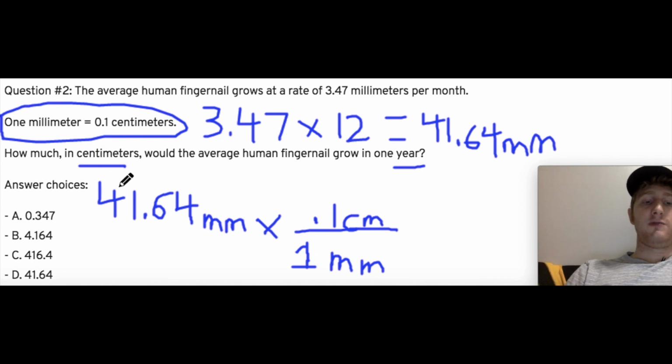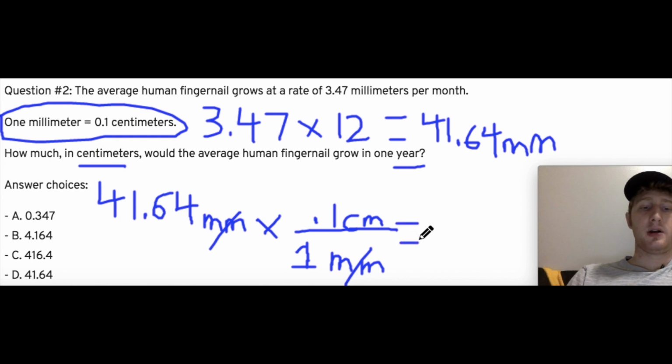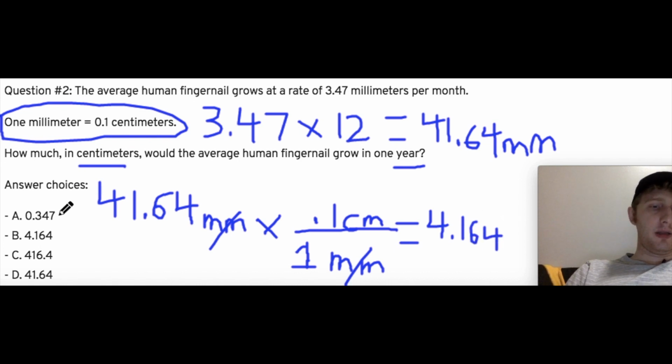So we're going to do 41.64 millimeters times 0.1 centimeters, and because it's millimeters divided by millimeters, the units cancel out, and our answer will be in centimeters. So in my calculator, I'm doing 41.64 times 0.1, so I get the number 4.164. And that happens to be answer choice B.